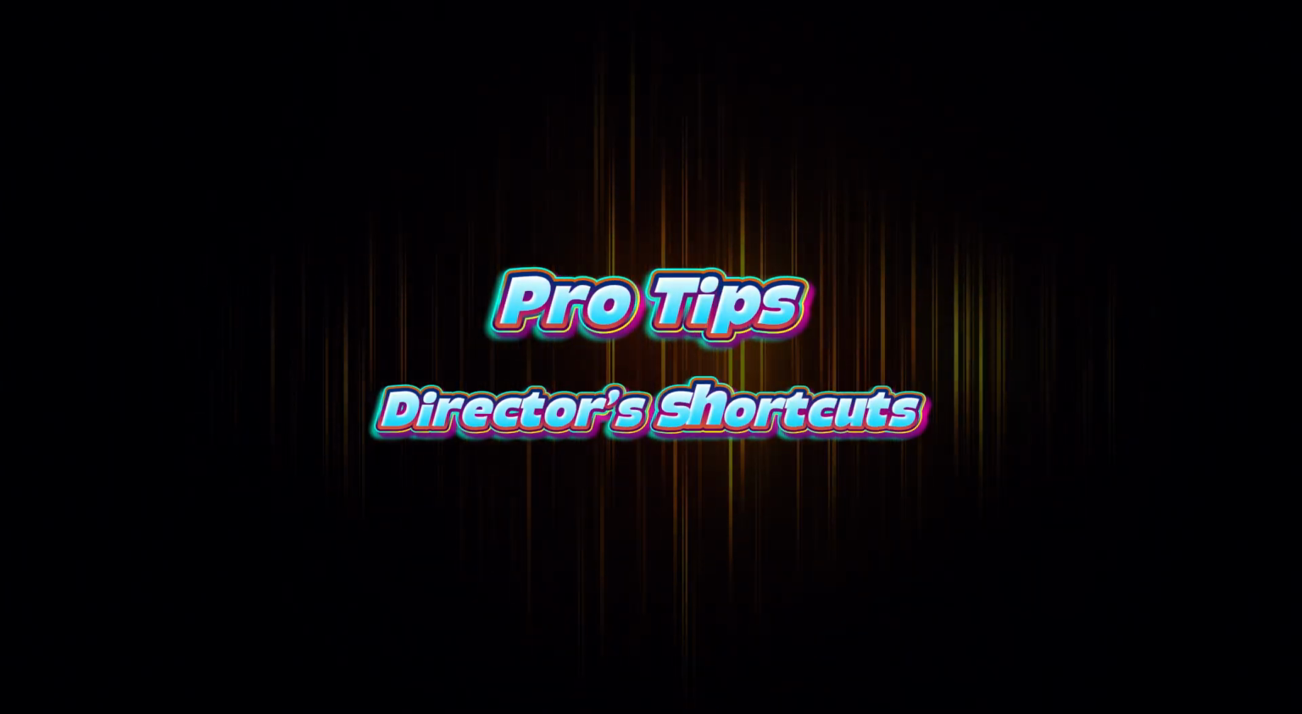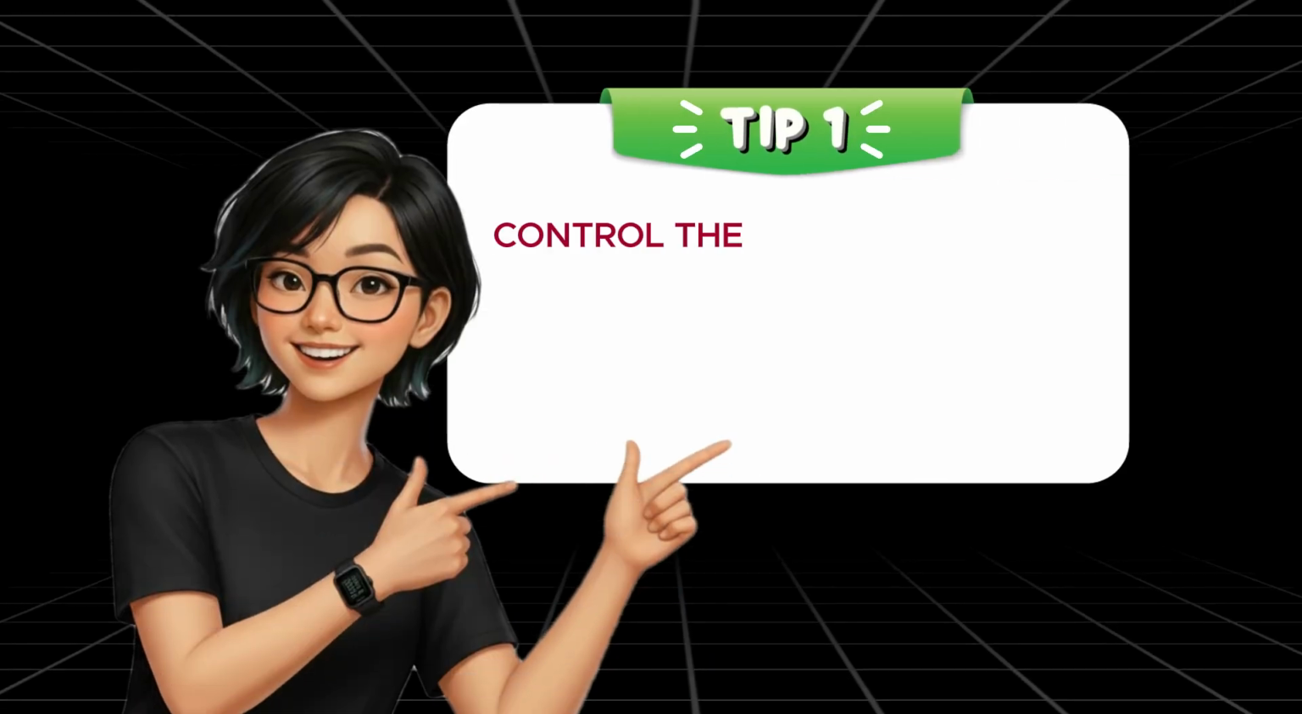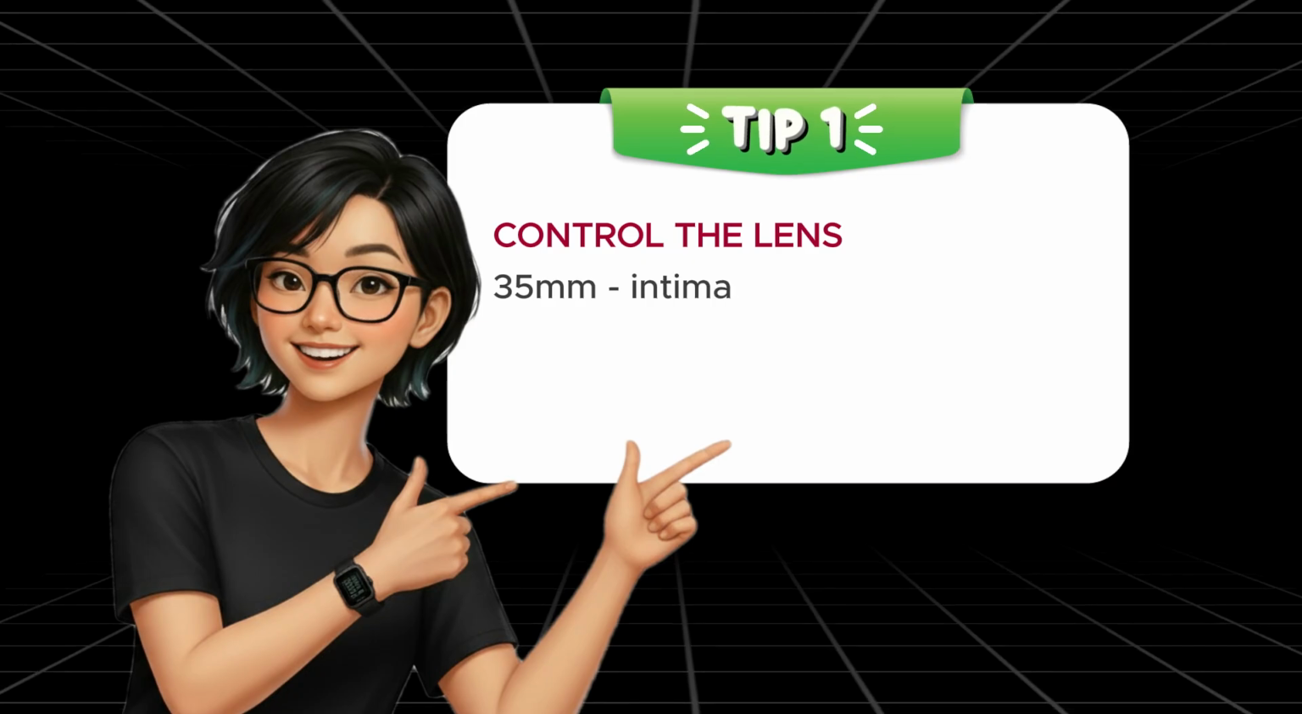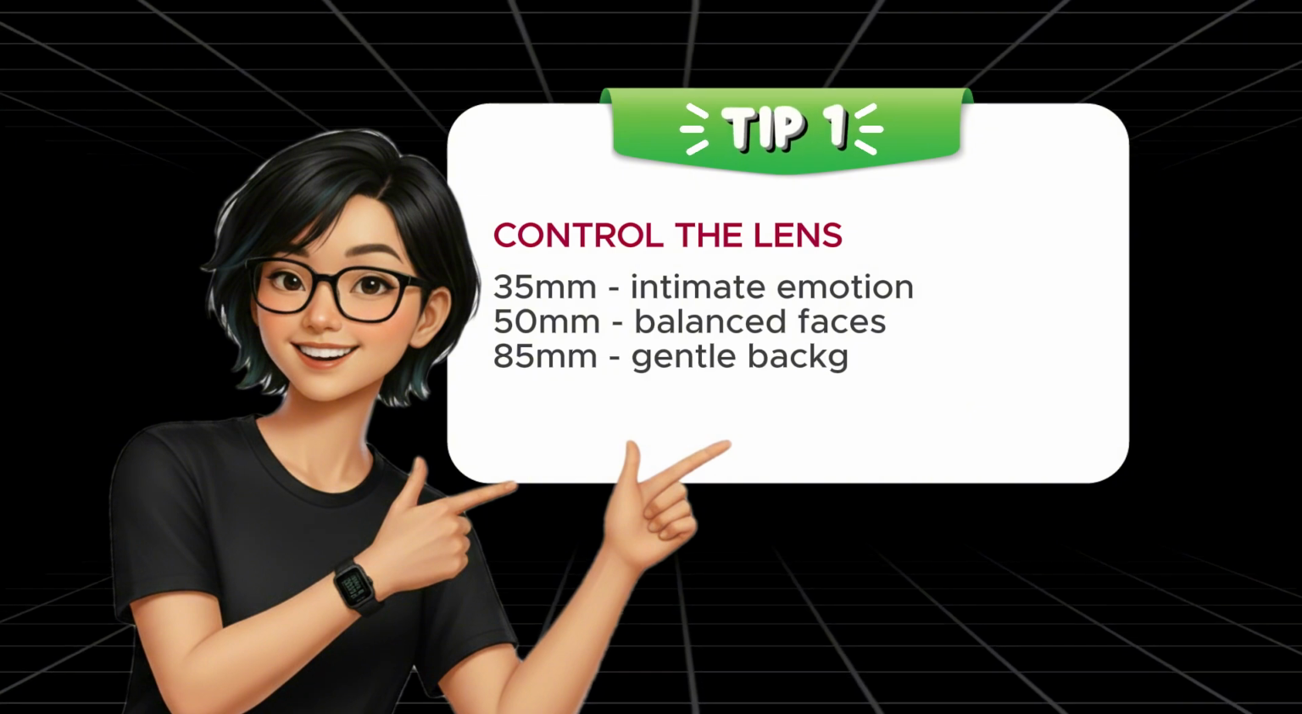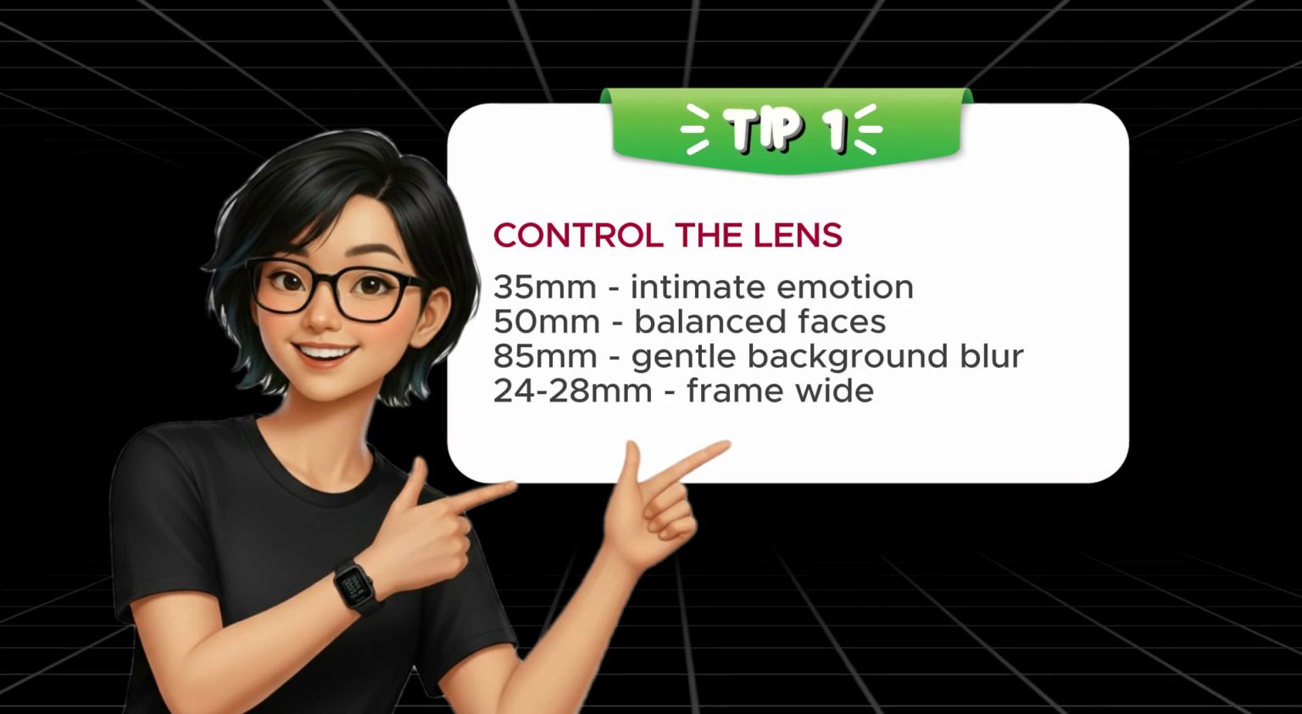Pro tips, director's shortcuts. A few quick pro tips to consistently improve your outputs, especially when you want to scale content without burning time. Tip 1. Control the lens. Use 35mm for intimate emotion. Use 50mm for balanced faces. Use 85mm for gentle background blur. For small rooms, go 24 to 28mm to keep the frame wide. This helps the model lock framing and depth behavior.